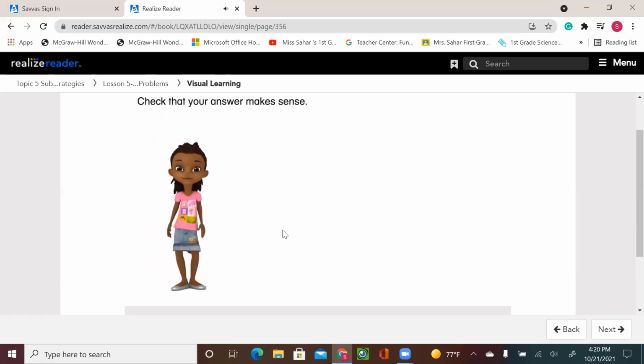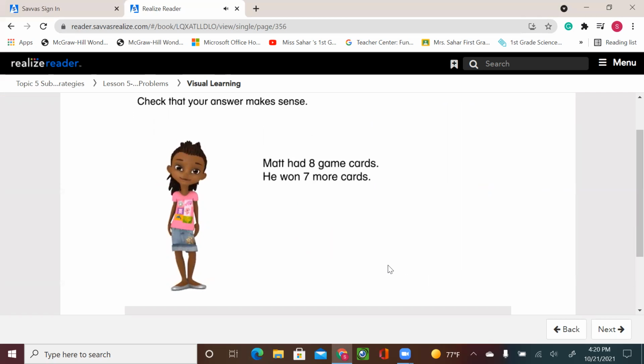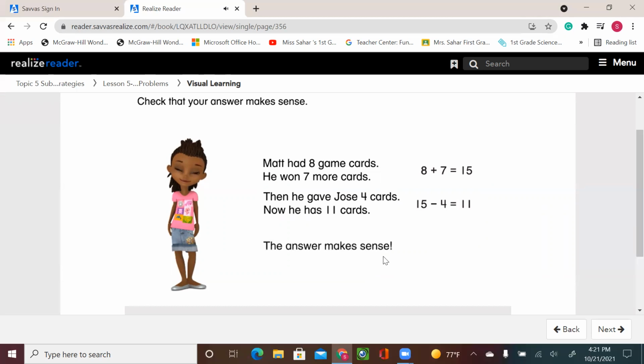Check that your answer makes sense. Matt had 8 game cards. He won 7 more cards. 8 plus 7 equals 15. Then he gave Jose 4 cards. Now he has 11 cards. 15 minus 4 equals 11. The answer makes sense.